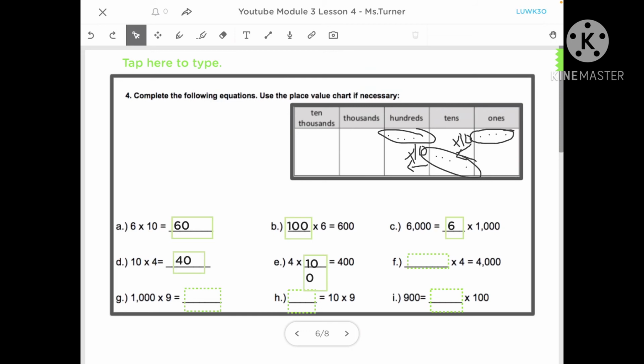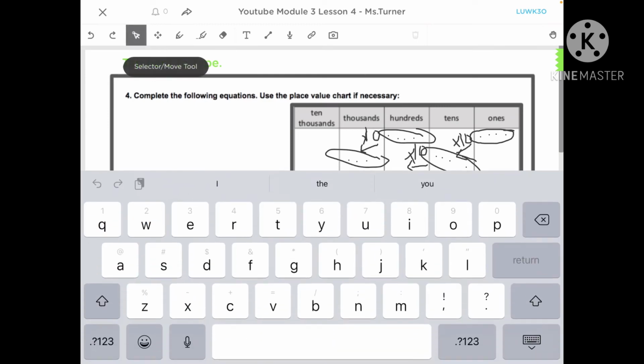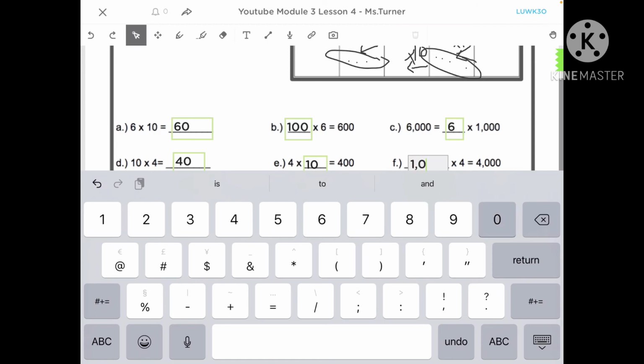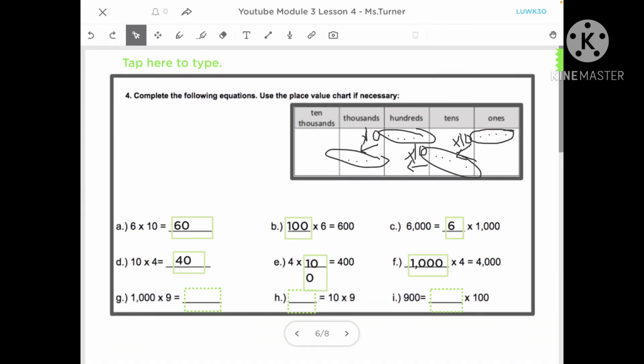All right, now for this one, blank times 4 equals 4,000. So I multiplied 4 times 10 to get to 40, multiplied 40 times 10 to get to 400, and now I'm going to be multiplying 400 times 10 to get to 4,000. 10 times 10 times 10. What's going to go in this blank? Yes, good, 1,000.